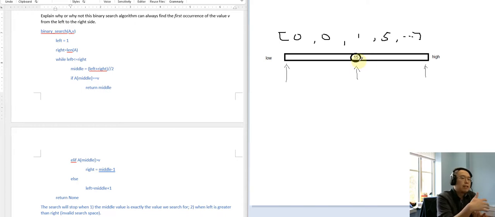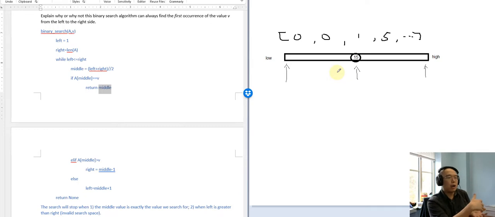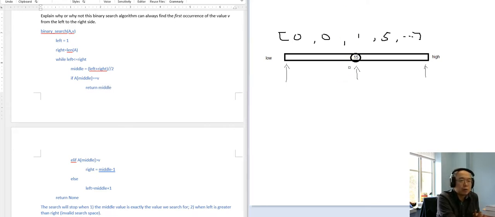And if this 15 is indeed the value I'm looking for, and I'm lucky, then I'm going to return the middle index, because that is the index where I can find a 15. But say I'm looking for 10, for example. Then I'm going to search the lower half. So how do I redefine the search space so that it searches only the lower half? This is what I would do.